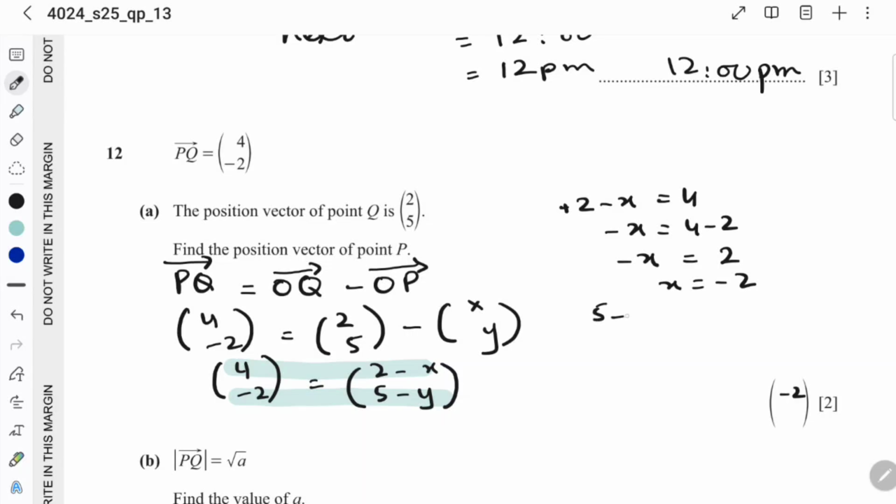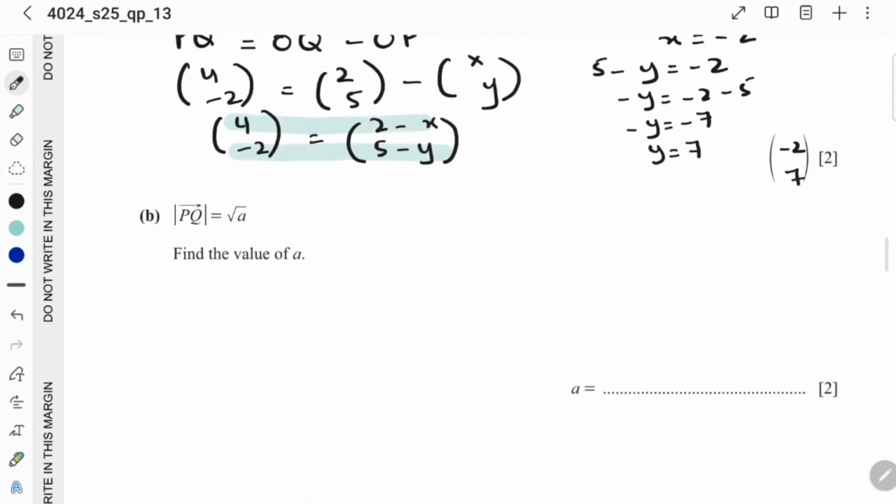Now we are going to find out the Y number. 5 minus Y is equal to minus 2, so minus Y is equal to minus 2 minus 5. Then minus Y is equal to minus 7 and Y is equal to positive 7. So that was also a 2 marks question. Now move to the next question.